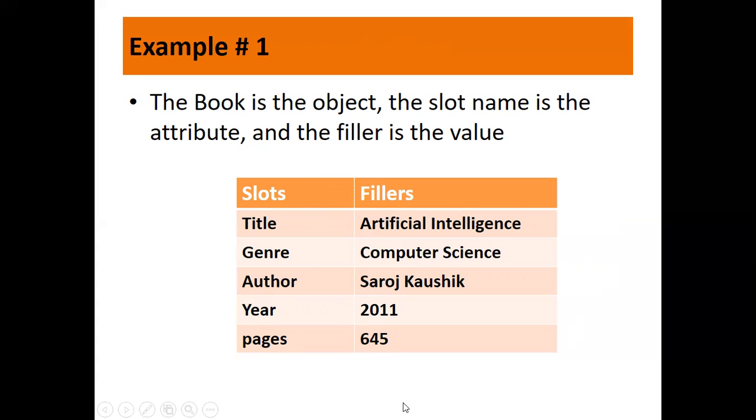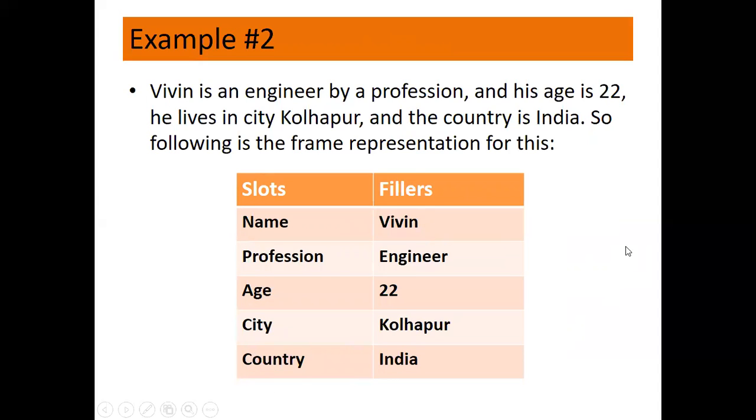Let us look at another example where a statement is given and how you represent it using a frame. The statement is: Vivin is an engineer by profession and his age is 22. He lives in the city Kolhapur and the country is India. So how do you represent it?